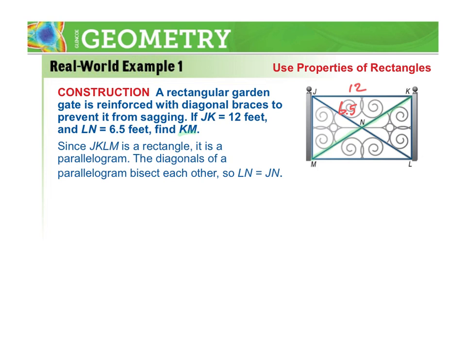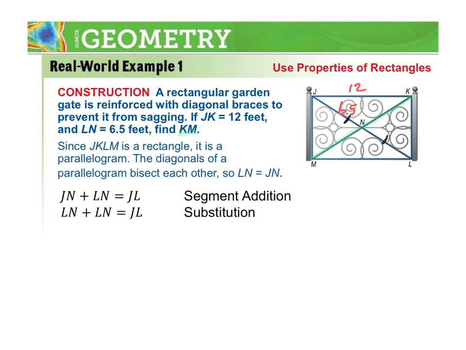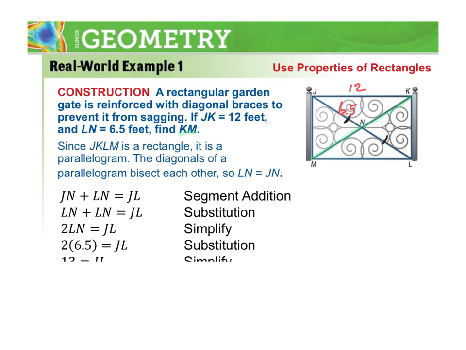Since JKLM is a rectangle, it is a parallelogram. The diagonals of a parallelogram bisect each other. So LN equals JN. So we know that JN plus LN equals JL by segment addition. Since JN equals LN, we can substitute LN for JN, giving us LN plus LN equals JL. Combining like terms gives us 2LN equals JL. Substituting in the value of LN as 6.5, we get 2 times 6.5 equals JL. And then finally we get 13 equals JL.